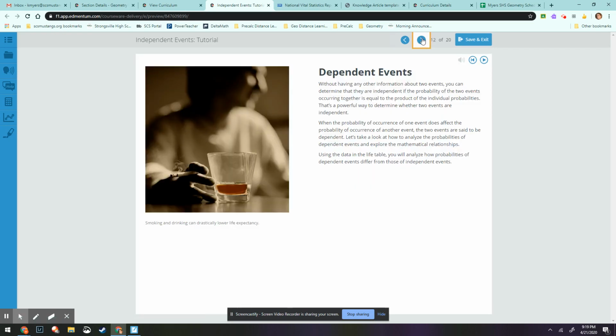Of course, we have to talk about dependent events. Those are ones that do influence each other. Like here, smoking and drinking can drastically lower life expectancy. So if you're going to get a life insurance policy, they're going to ask you, do you smoke, do you drink, and take that into effect.